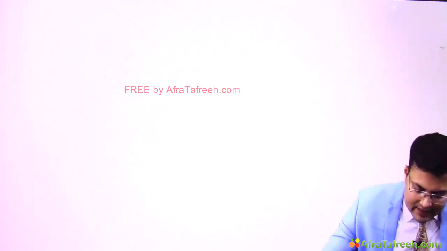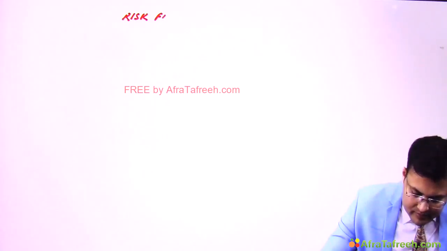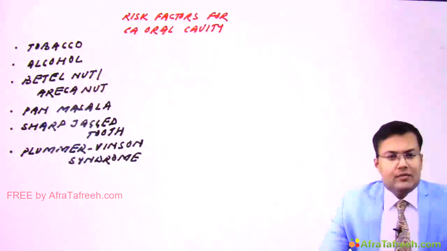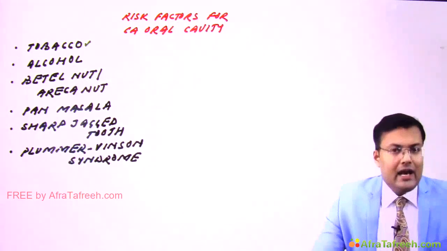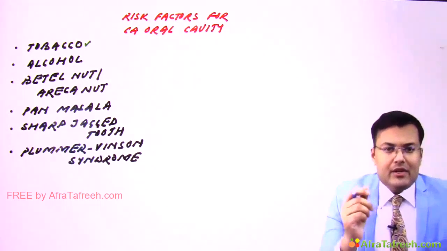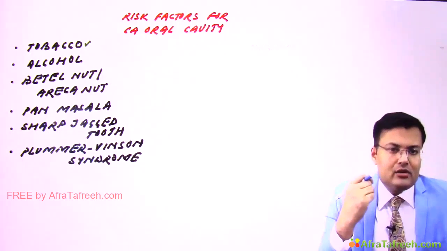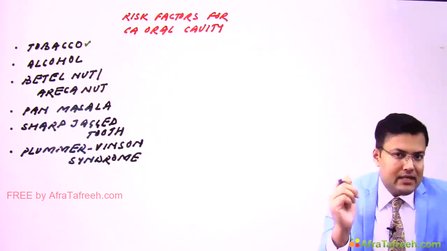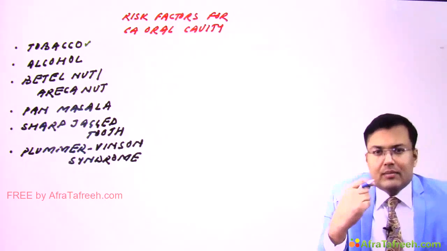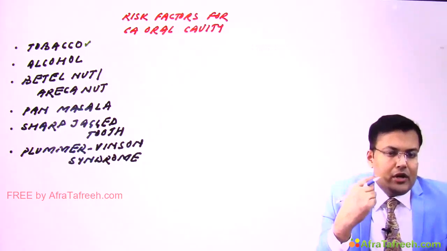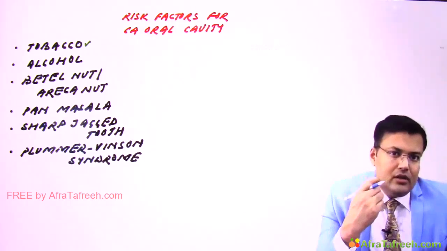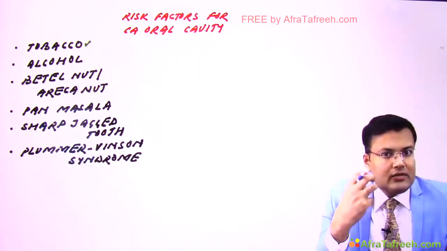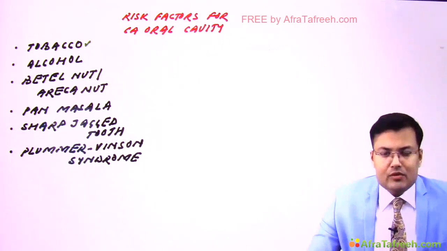So see the risk factors for carcinoma oral cavity. One of the most important risk factors is what? Tobacco. Clear? Alcohol. Certain people have the habit of betel chewing or areca nut chewing, so that also increases the risk. Gutka, pan masala, all these are risk factors. Some patients have a sharp jagged tooth. Because of this sharp tooth, it leads to an ulcer in the tongue, and because of this chronic irritation, there is increased risk of carcinoma oral cavity.